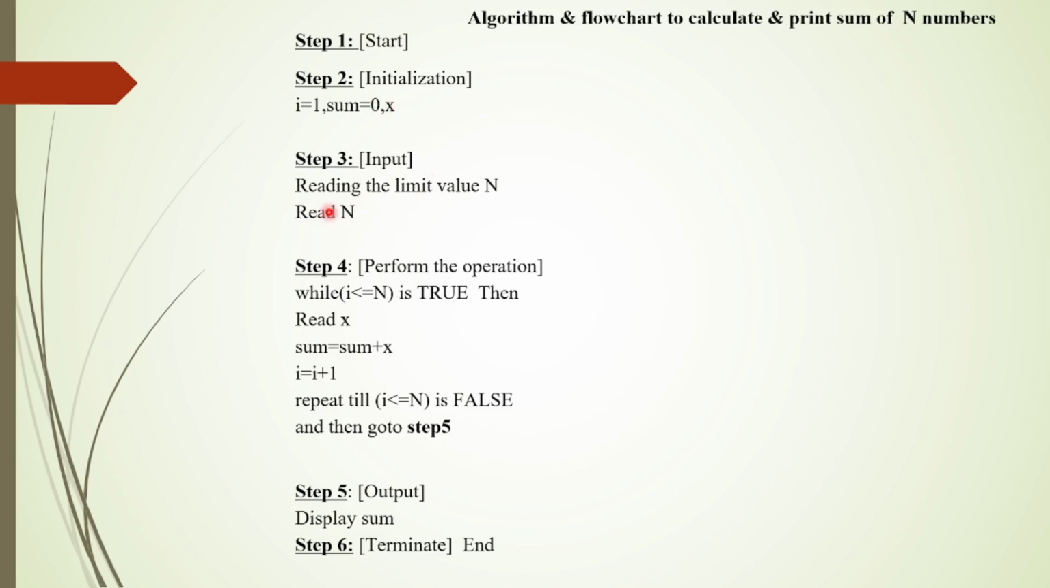Now, reading the limit value n means I have to first ask the user how many numbers they want. The user may say I want 3 numbers. So n becomes 3, and my I counter has to increment like 1, 2, 3, up to 3, because my n limit is 3. If my n limit is 10, then the I counter needs to be incremented till 10. Once it becomes 11, stop it. No more incrementing, no more accepting the numbers. So reading n is the limit, that is 3.